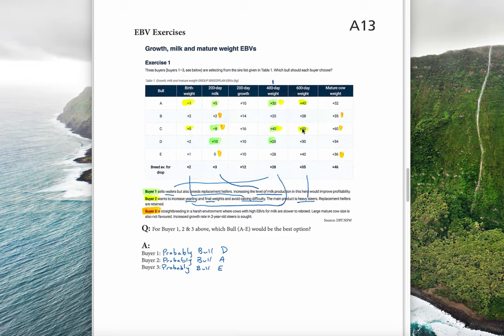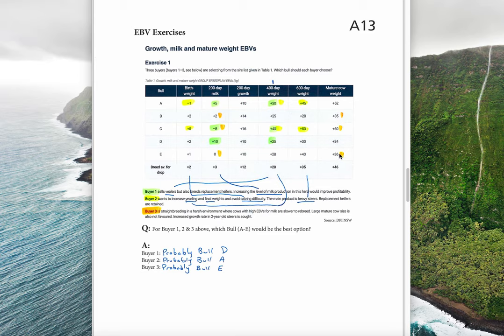Then we look here. We've got plus 50, plus 45, plus 52, which is quite a large mature cow weight. But down here you've got plus 40 and plus 36. So it has a high 2-year steer weight, but quite a low mature cow weight, which is what they're after: a large mature cow not favoured, and increased growth rate in 2-year-old steers. The last one here is high EBV for milk.